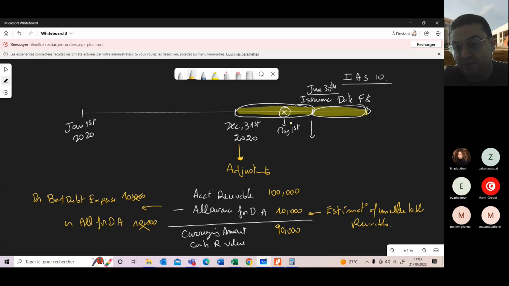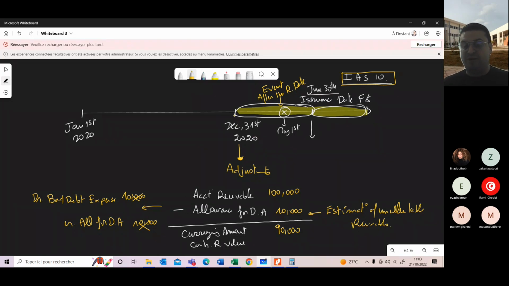This is an event that occurred after the reporting date. There are some other events occurring after the reporting date that do not lead to readjustment. And of course, this is the aim of International Accounting Standard number 10. Okay, let me give you one of them.